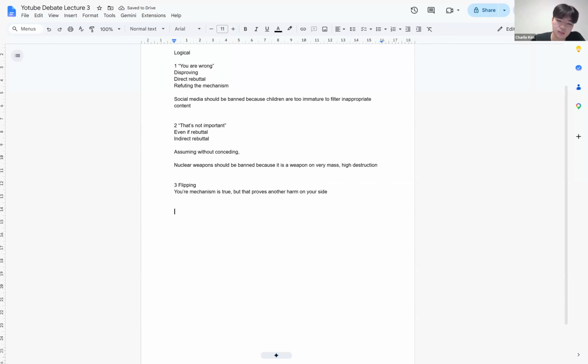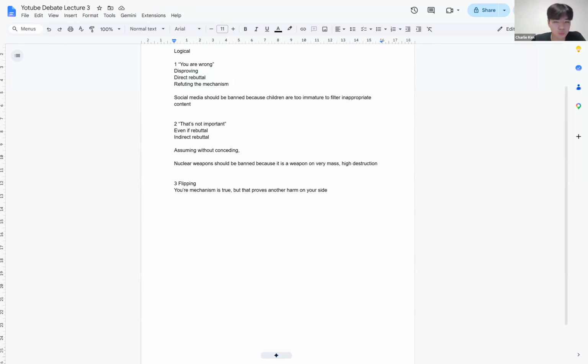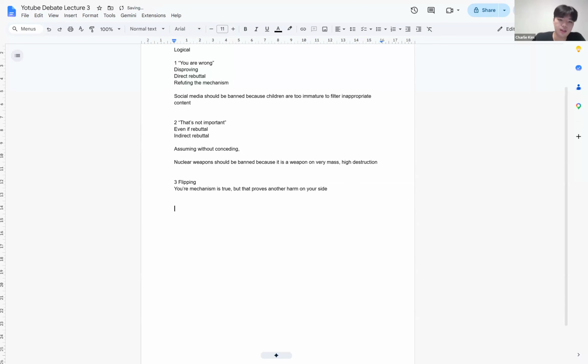Let's say the motion is this house would ban corporal punishment. And then your opponent says that corporal punishment should be allowed because students will feel the pain of it.